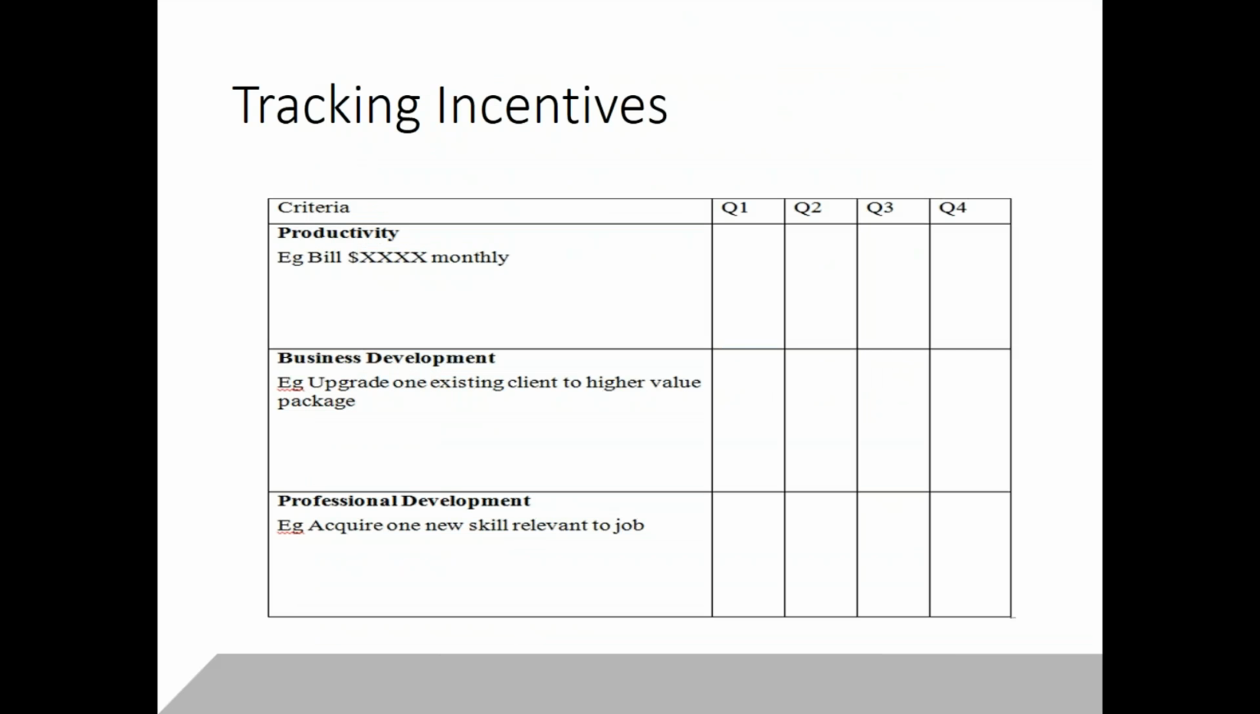And page 12 is tracking incentives. So this is going to vary person to person. So if somebody was more on the production side, you would measure productivity and what the bonus is on this slide here, using something like this, and that's on page 11. Productivity, business development, professional development, right? If it's somebody that's more on the admin side, then your criteria for productivity may not be on the billing side. It could be something else, something that's going to be relevant for that position.